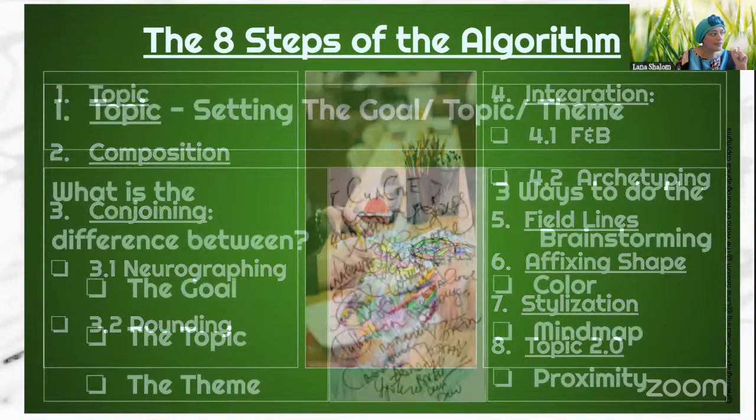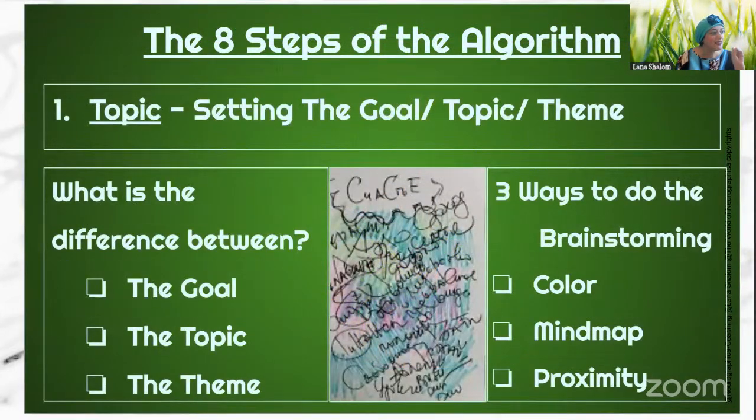Yesterday we discussed the first step was setting the goal, setting the topic, setting the theme, okay? And I showed you 3 ways to do the brainstorming. I didn't discuss with you, I realized, the difference. Although I have a short video, it was one of my stories, but why don't I tell you here? It's not that complicated, okay? The difference between the goal, the topic, and the theme.